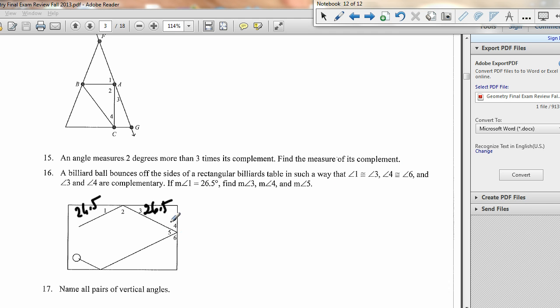You also know that 4 and 6 are going to be the same thing. These two are going to be the same thing. Because this makes 180 degrees, a straight line, you should be able to figure this out. Take 180 minus that, and whatever is left is this. Okay? This is a right triangle right here.